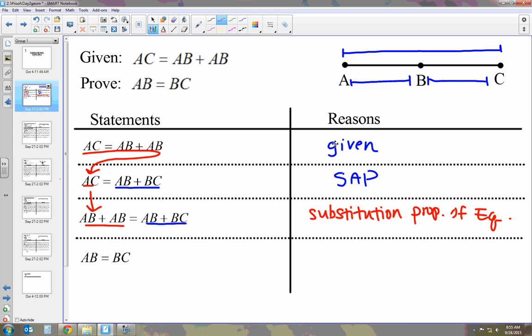And now our next one, if we notice, we subtract AB on both sides, and we're left over with AB equals BC. So this is our subtraction property of equality.